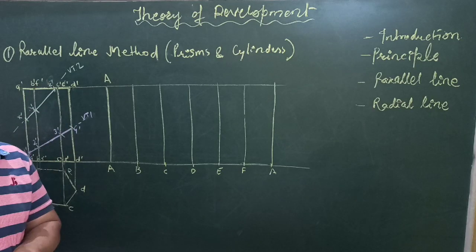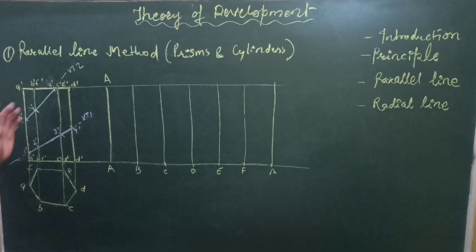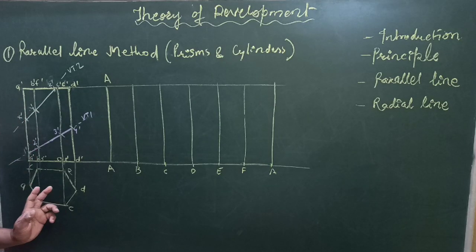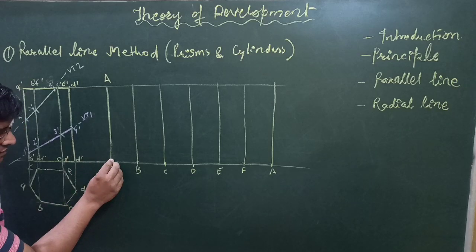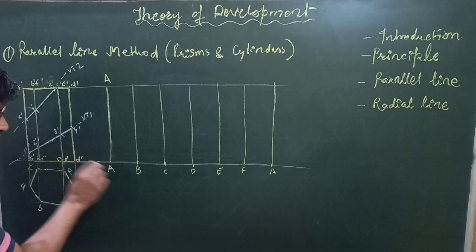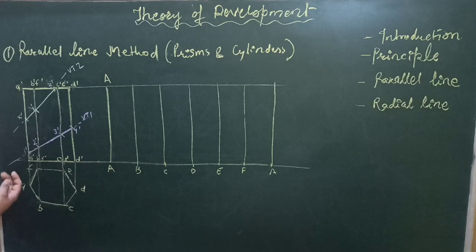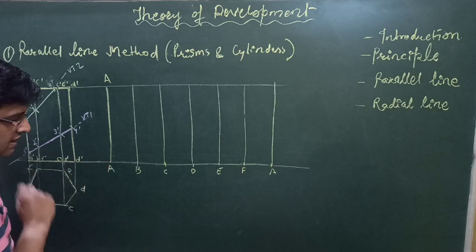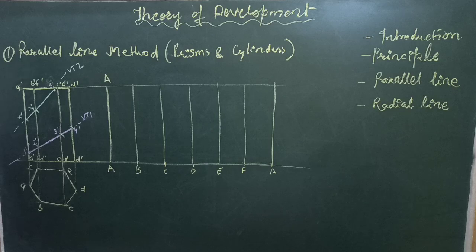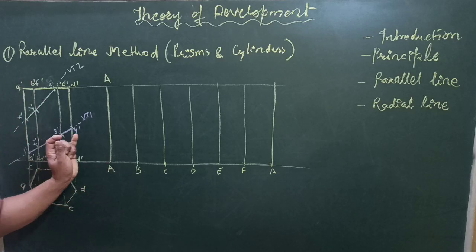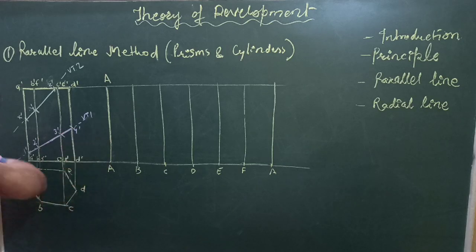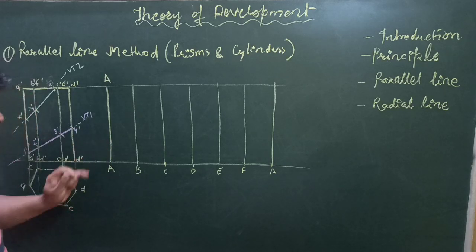So what is the methodology? The method is like that. After drawing the front view and top view of the prism, at some suitable distance from this diagram, for example at this point, I have taken point A. It means I am assuming I am cutting this solid along the lateral line AA. So I have started from A. You can take this distance arbitrarily; it depends on you.